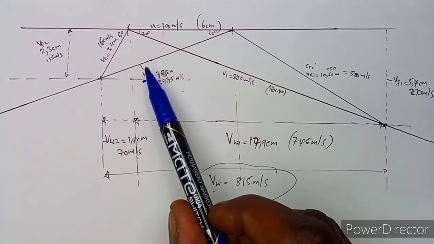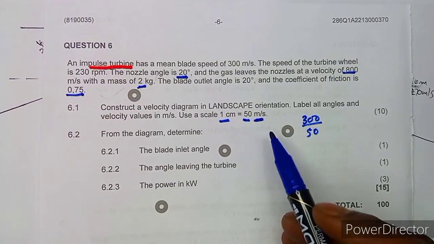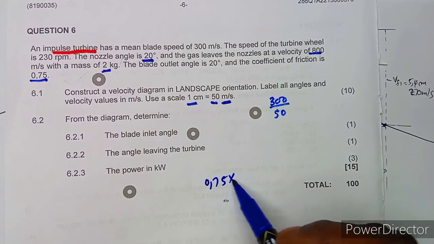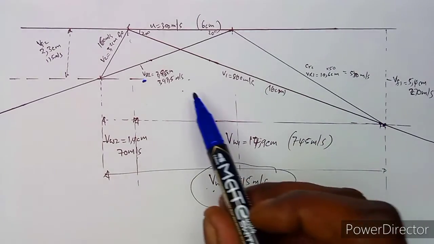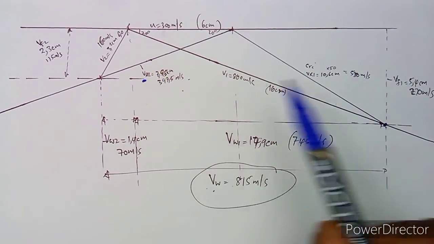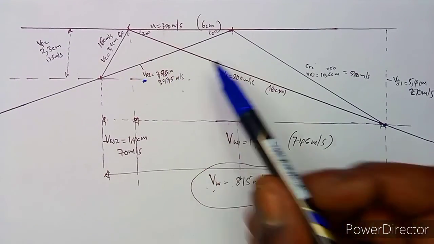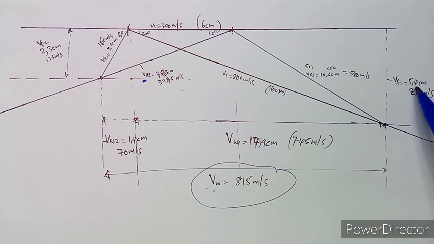Then to find my VR2, that's where I had to multiply by K, which is 0.75. So you just multiply 0.75 times VR1, which is 530. That is this value, 397.5. And for your VR2, you multiply directly 10.6 centimeters, which is going to give you 7.95 centimeters, something like that. Then your velocity of flow 1, you measure it, which is 5.47.